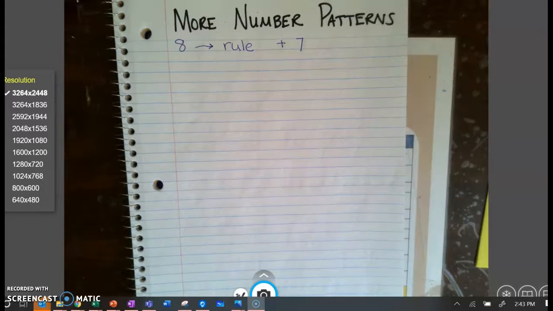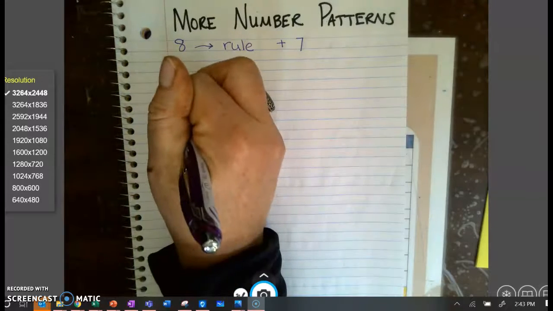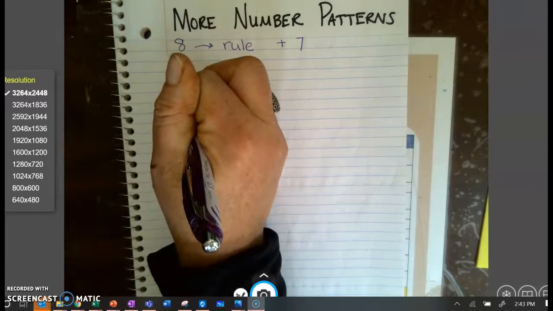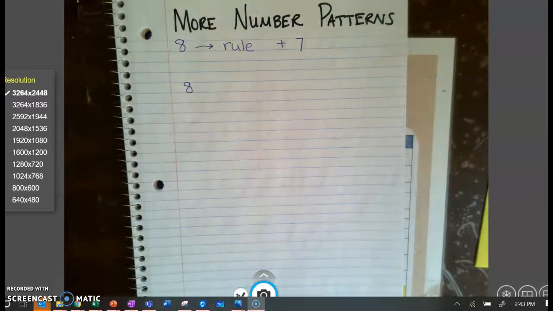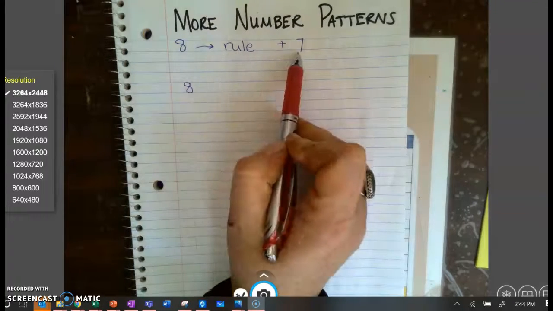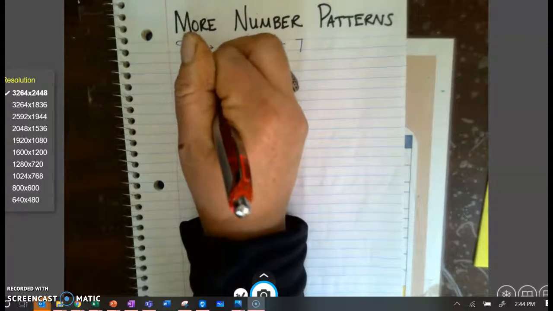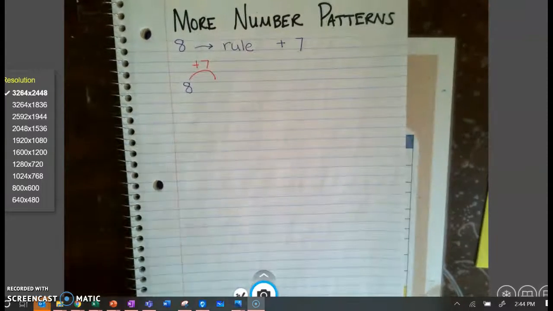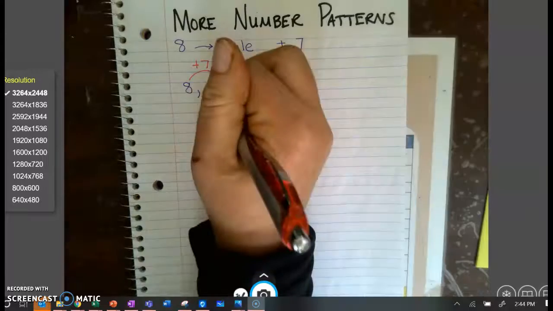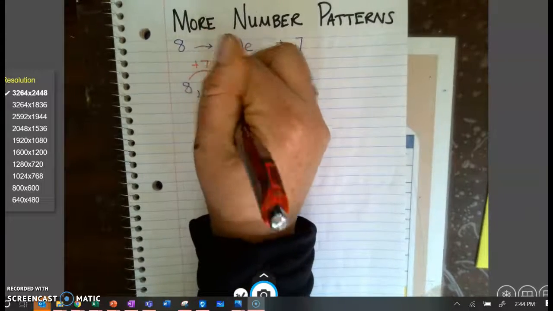So yesterday we were given the terms to start out with. Today we're going to be making those terms. So I'm going to start with my starting number, which is my term number 1, and that's 8. And then I'm going to follow my rule, which is plus 7. So I am going to think 8, and I'm going to count up 7. So 8, count up 7, I'm going to get to 15.